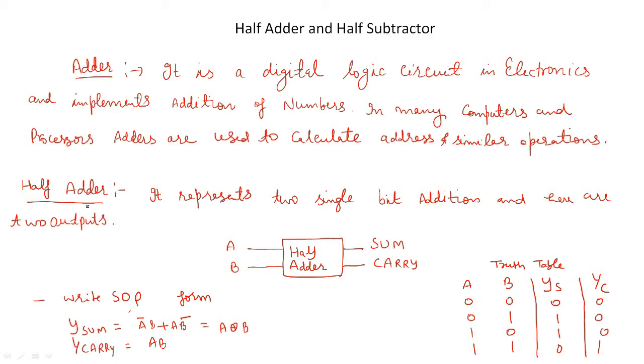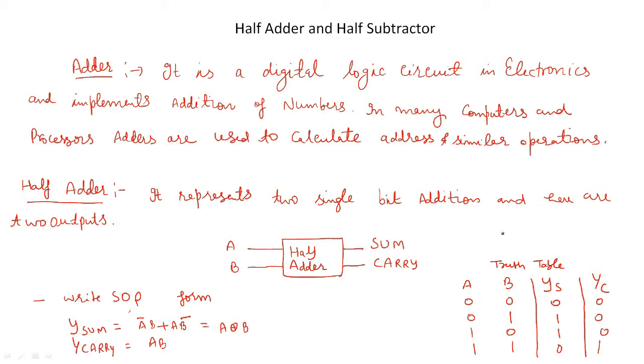First we will define the half adder. A half adder represents the addition of two single bits, and here we obtain 2-bit outputs. Now see here a block diagram for the half adder. Here we have the two inputs A and B as single bits, and we are obtaining two outputs, one as a sum and the other as a carry.